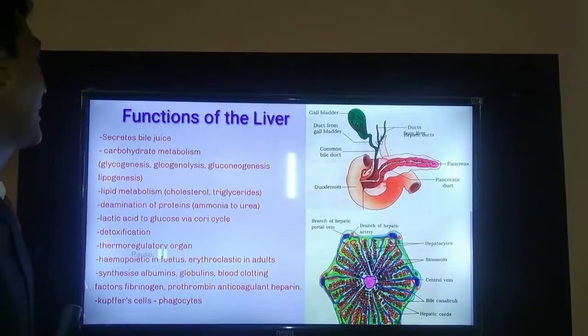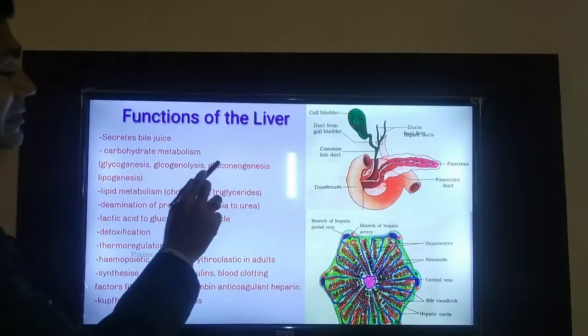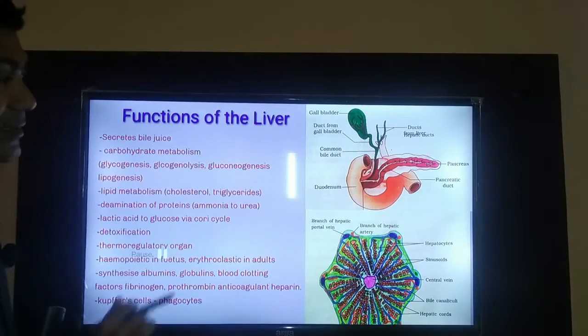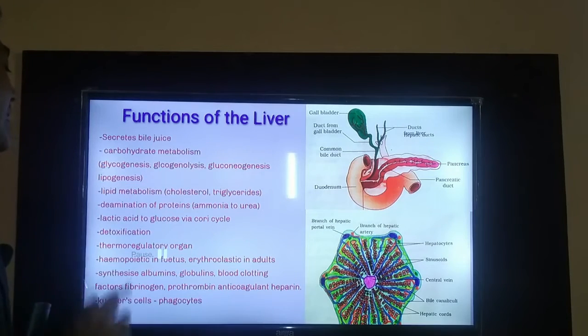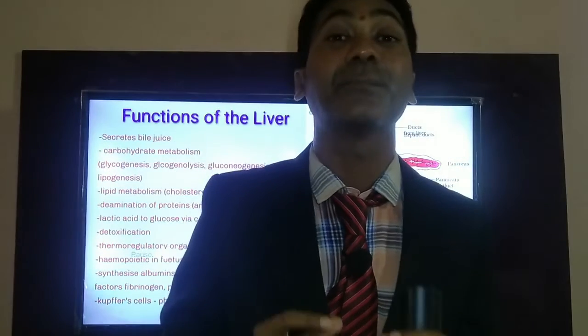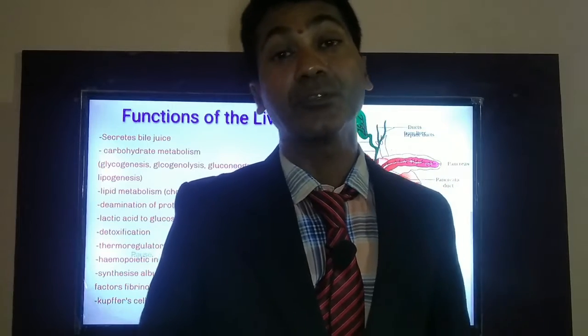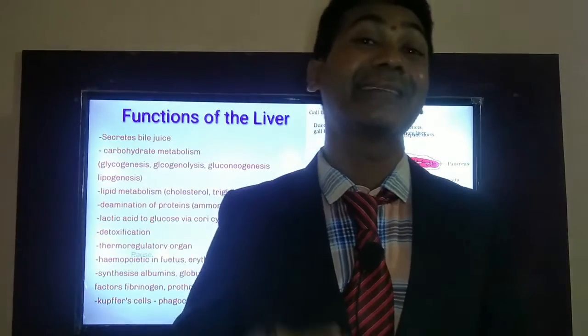Second one, they play a vital role in carbohydrate metabolism. There are several reactions that take place in the liver. Let us discuss these terminologies. First, glycogenesis. So glycogenesis is the production of glycogen. So from where will glycogen form? From the glucose.